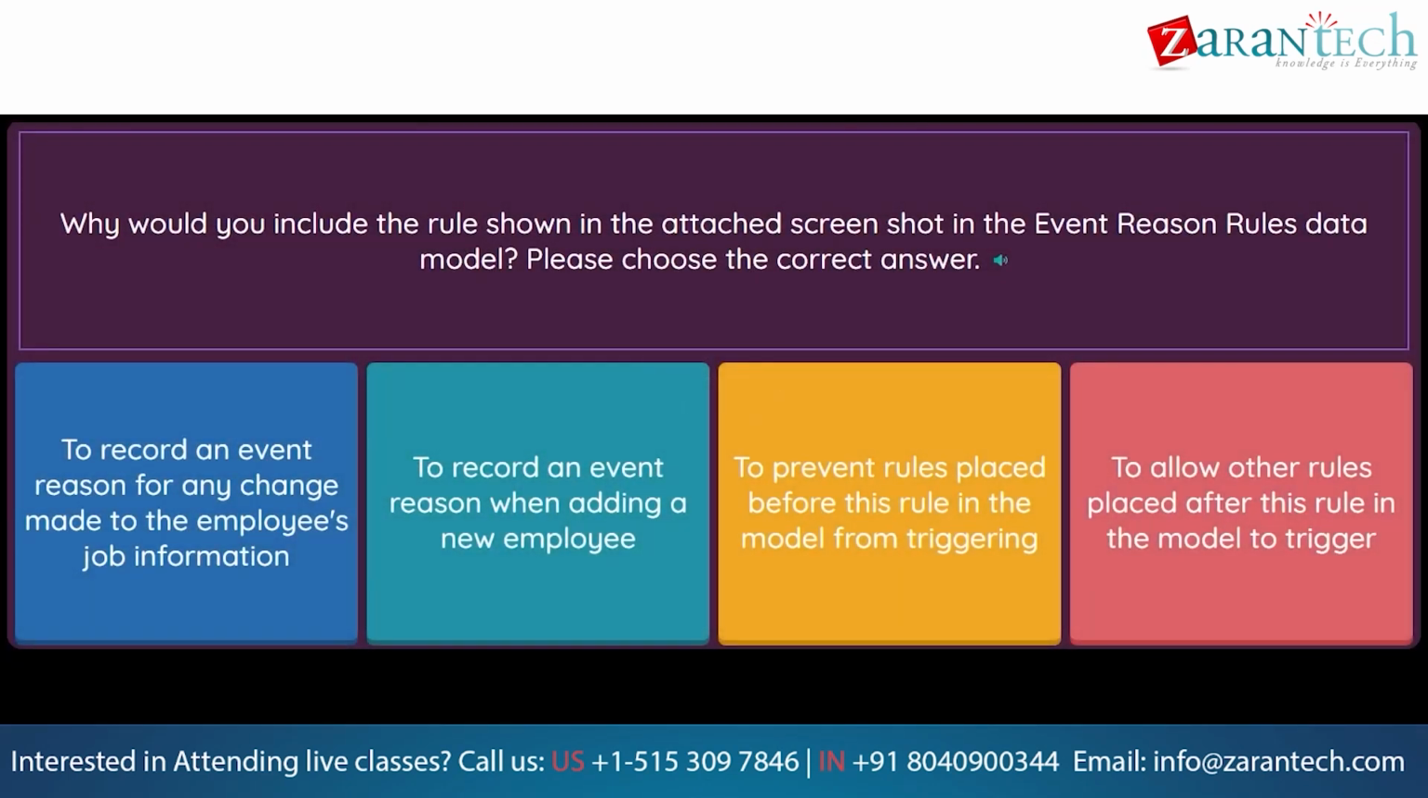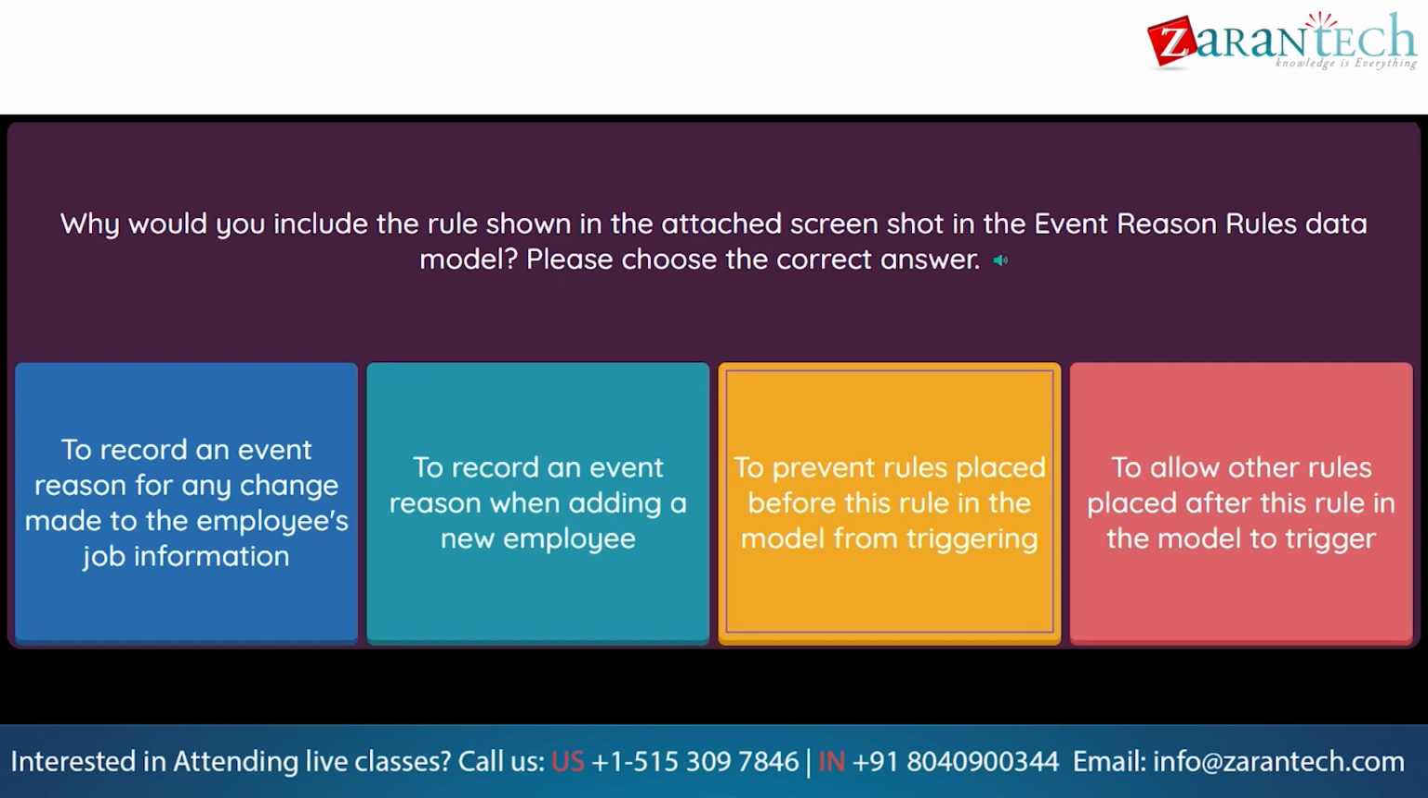Question: Why would you include the rule shown in the attached screenshot in the Event Reason Rules data model? Please choose the correct answer. Option 1: To record an event reason for any change made to the employee's job information. Option 2: To record an event reason when adding a new employee. Option 3: To prevent rules placed before this rule in the model from triggering. Option 4: To allow other rules placed after this rule in the model to trigger.